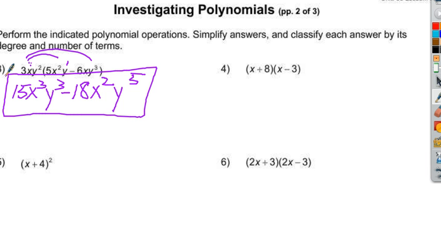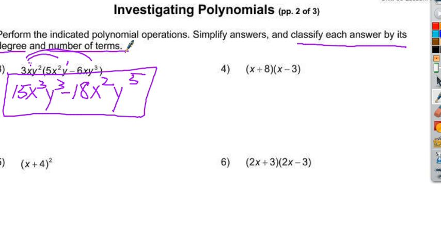That's it. Now, here we have two things going. We've got all of this times all of this. So you have to make sure everything gets multiplied. And there's a special method. Oh, I forgot something. It says up here not only reduce it and simplify it, but it also says classify each answer by its degree and number.